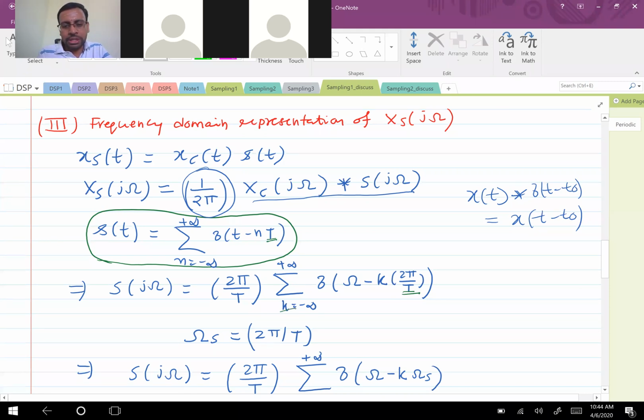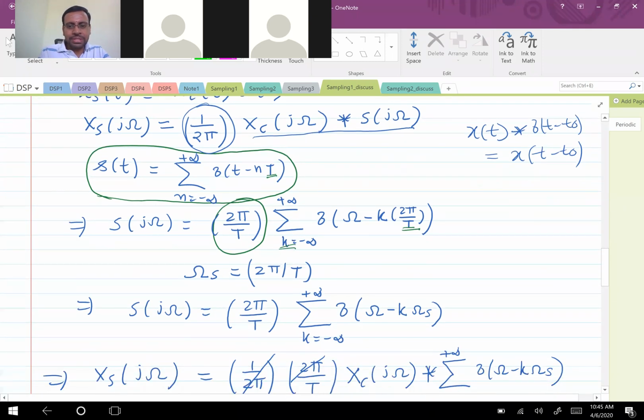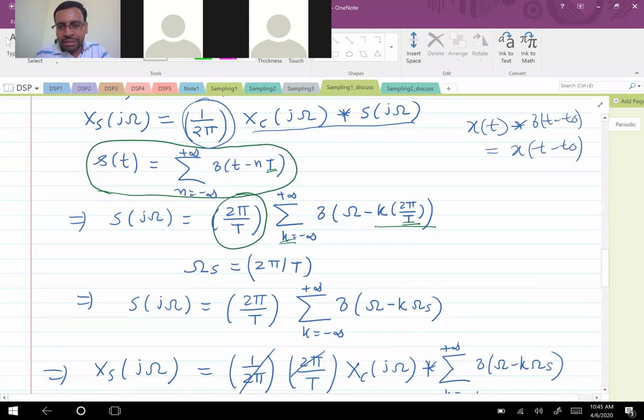That's after all a parameter you are taking here. And this gets multiplied with 2 pi by t here, because anyway that calculation will have 1 by 2 pi. So that would eventually give you 2 pi by t here. Okay. So this is what you have, S of j omega. So your shift is by a value of k times 2 pi by t.